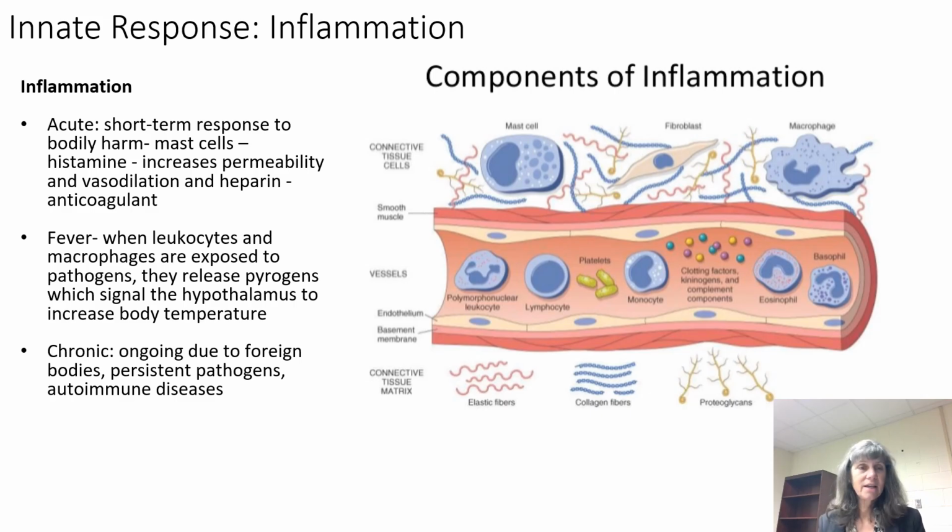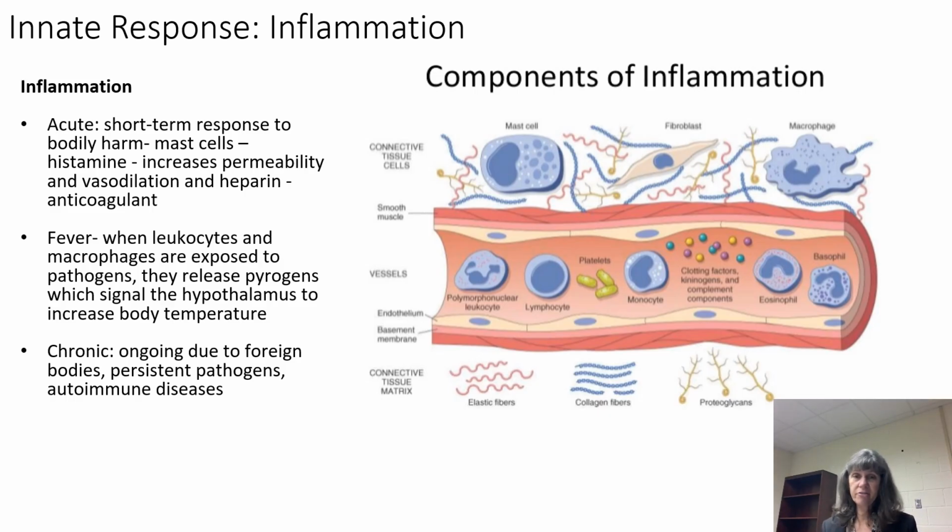Inflammation comes in acute forms where it's a very short-term response to tissue damage. It can become chronic, so if there's an ongoing presence of a foreign body or a persistent pathogen or an autoimmune disease, that can cause a chronic state of inflammation.